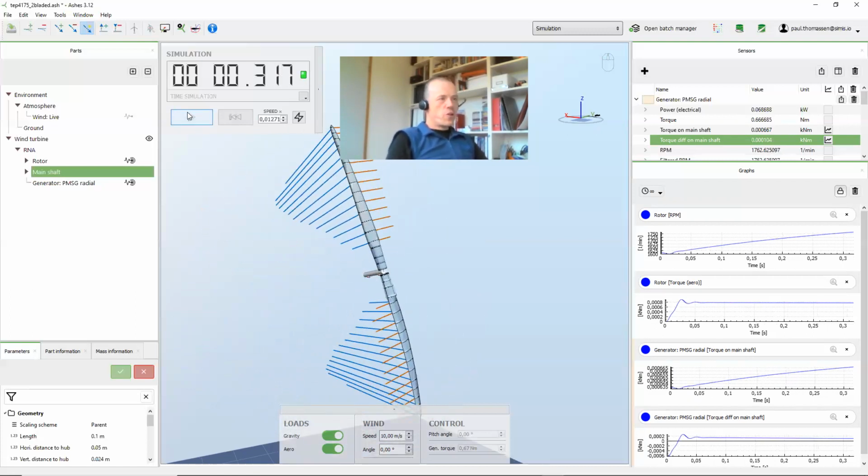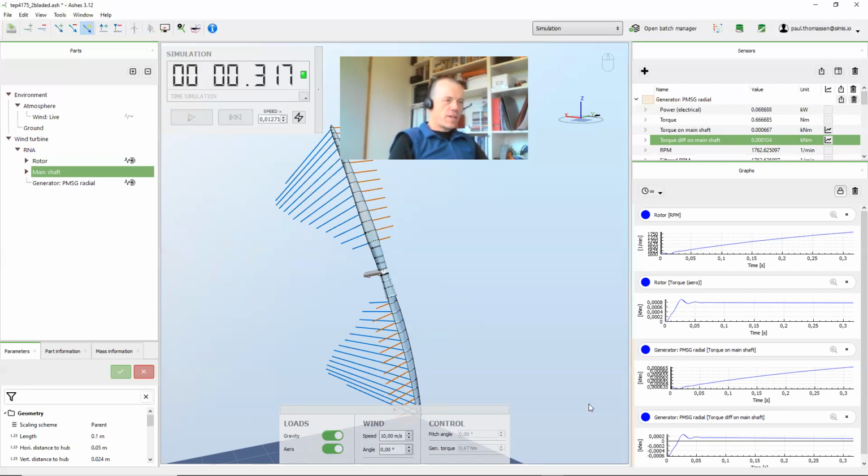So what you would typically do here is to figure out how you can either decrease the aero torque or increase the generator torque. And in almost all cases, you would go for increasing the generator torque. So figure out how can you do that? How can you change the design of your generator in order to increase the generator torque?